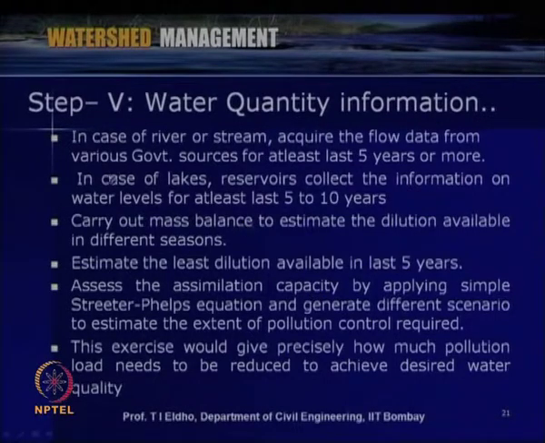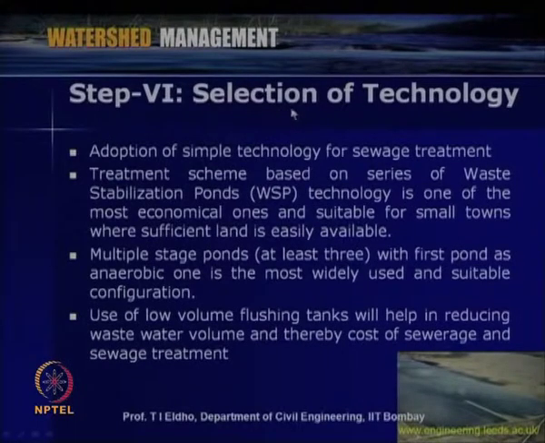Then in case of river or stream, we have to acquire the flow data, and in case of lakes, we get the data. And then step number 6 is selection of simple technology. So what kind of technologies we have to choose to reduce the pollution or to improve the water quality.